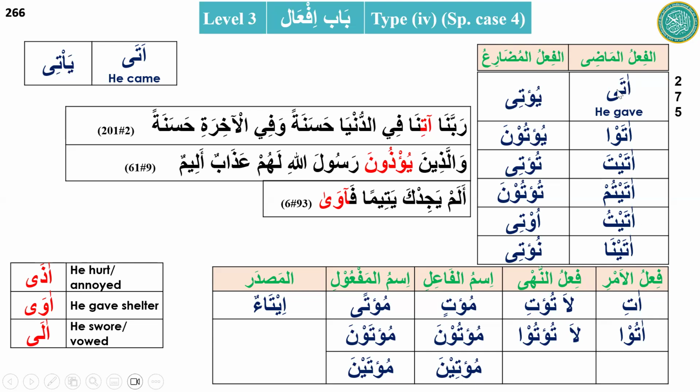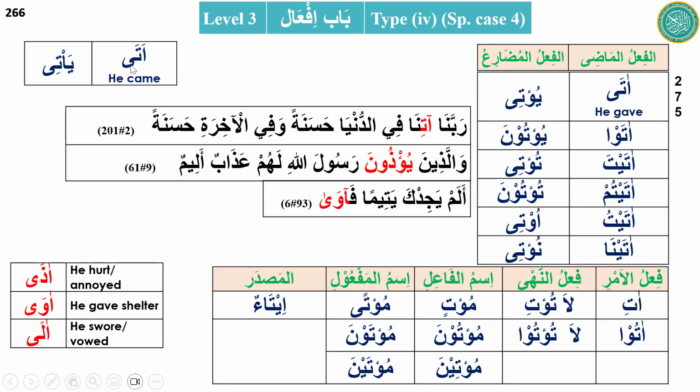So ata, he gave. And when you say ata, he came. Ata ya'ti. That ta, you have to stretch only. Ata ya'ti. Ata means he came. Ata yu'ti. Here the mudari is with dhamma. Yu'ti, level 3. In this case, ata yu'ti, ita'un. Ata means he gave. You have to stretch it. It is not just ata. Ata yu'ti. Ata means he gave.